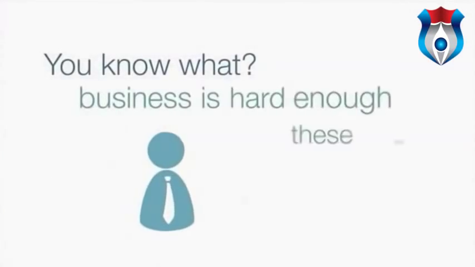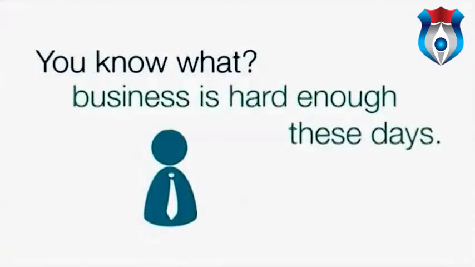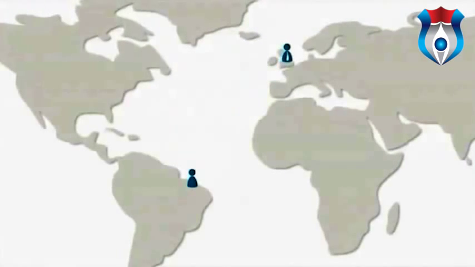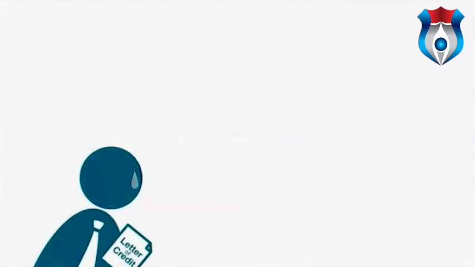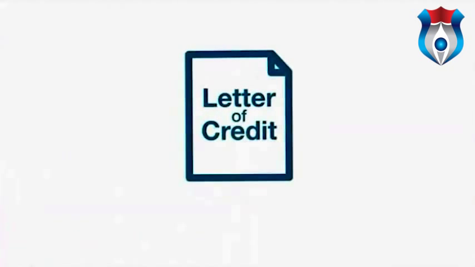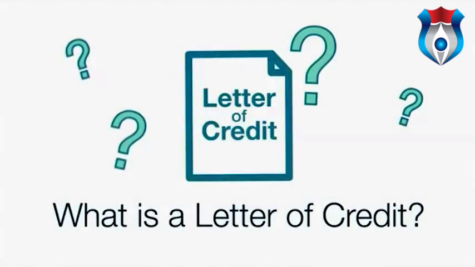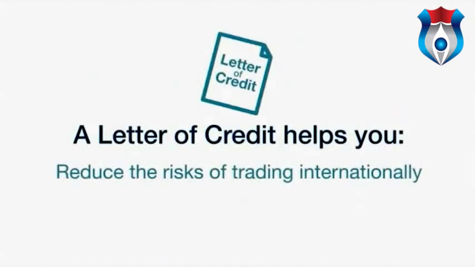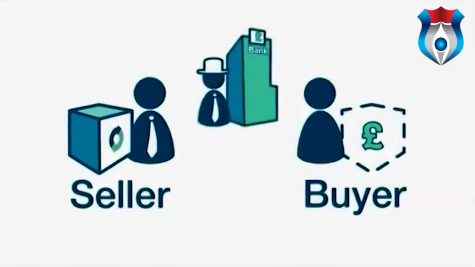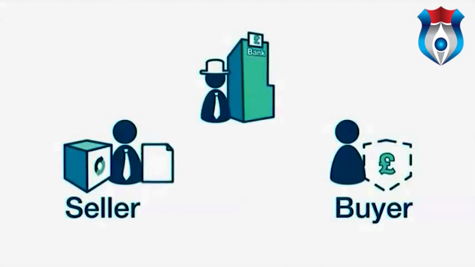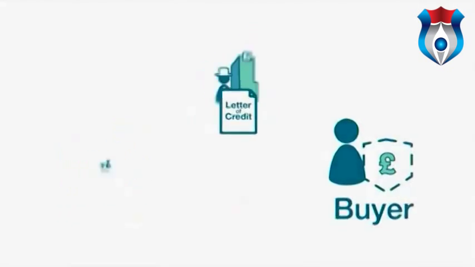Business is hard enough these days, especially if you're trying to trade overseas. Just making the sale is difficult, but what about shipping the goods? It can be a real headache, especially if you're using a letter of credit. So what's a letter of credit? A letter of credit helps you reduce the risks of trading internationally. It provides a guarantee of payment from a bank on behalf of a buyer. However, the buyer does not have to make payment until you have presented the documents to the bank, showing that you've shipped the goods and complied with all conditions set out in the letter of credit.